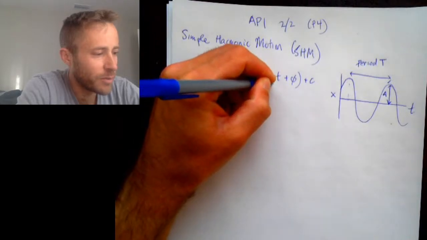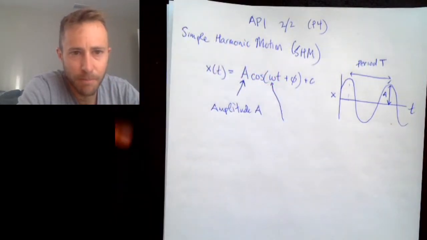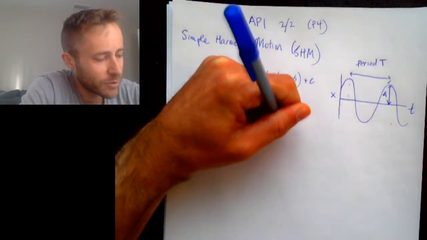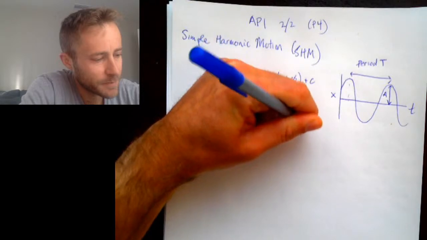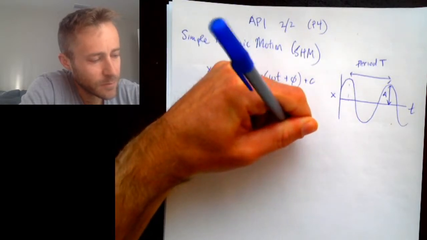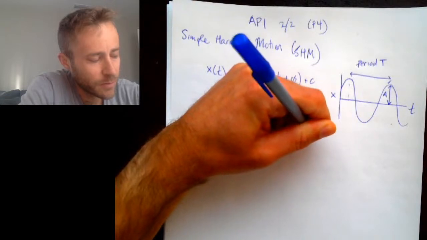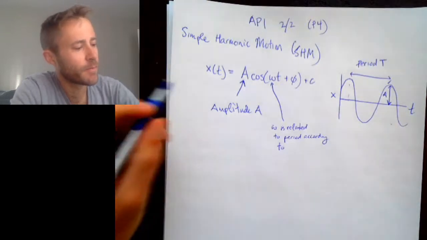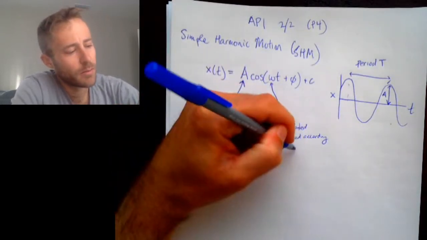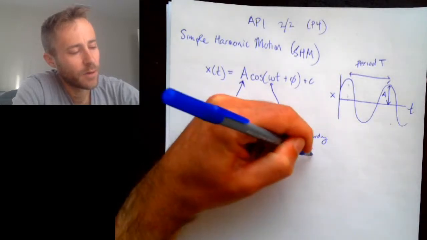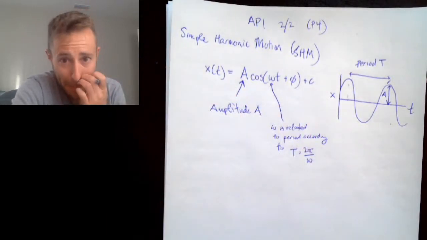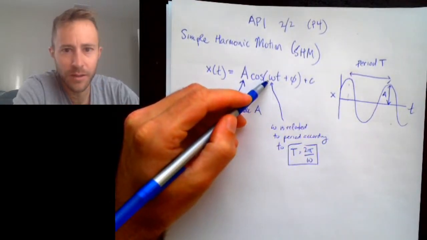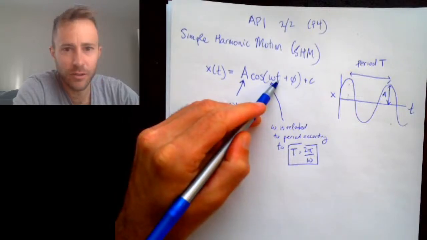And it turns out that the period is related to this number omega. Okay, so this omega is related to the period. According to the equation, the period is 2 pi over omega. Okay, so that's an important equation. It relates this number omega to the period. T is, of course, the time.